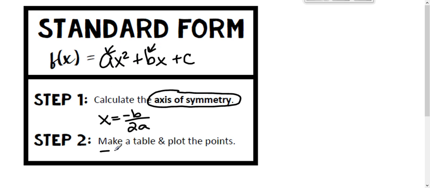And then we're going to plug it into a table, and we're going to find all the other y values in our table, because we're going to use our axis of symmetry to start our table, and then we're going to pick some more values, and then we're going to plug them into the function and find the rest of our values.